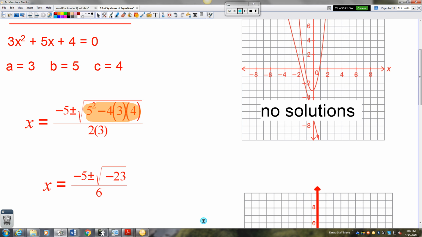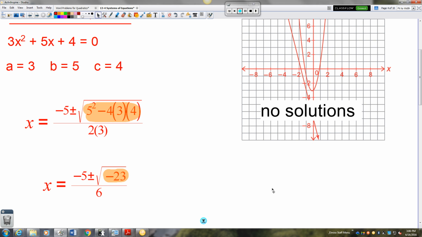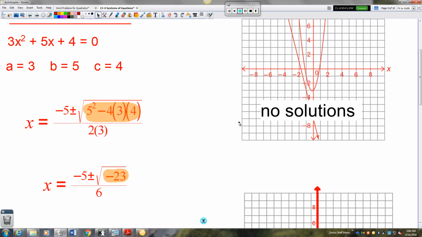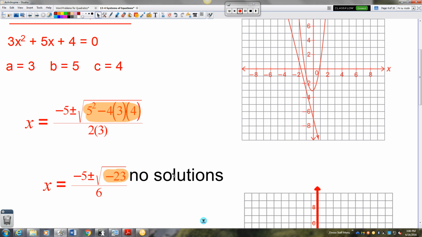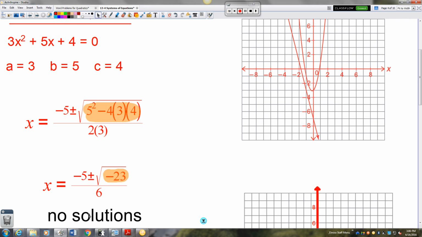Uh-oh, in the discriminant, I get a -23. And that means that there are no solutions, and I stop working. No solutions because of that -23. There's nothing to sub in. There's no more work to do. I just stop. And it's very important, not only don't just stop here, but make sure you write no solutions.